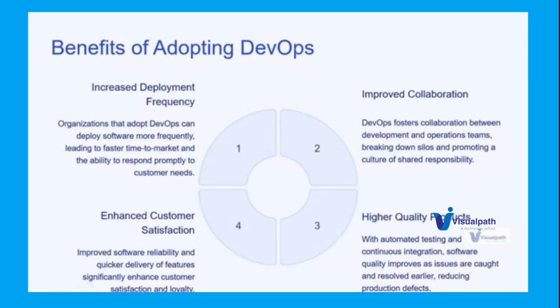Organizations that adopt DevOps can deploy software more frequently, leading to faster time to market and the ability to respond promptly to customer needs. And improved collaboration, as I said, so the development team and operations team will collaborate a lot for delivering any kind of changes. DevOps fosters collaboration between development and operations teams, breaking down silos and promoting a culture of shared responsibilities.